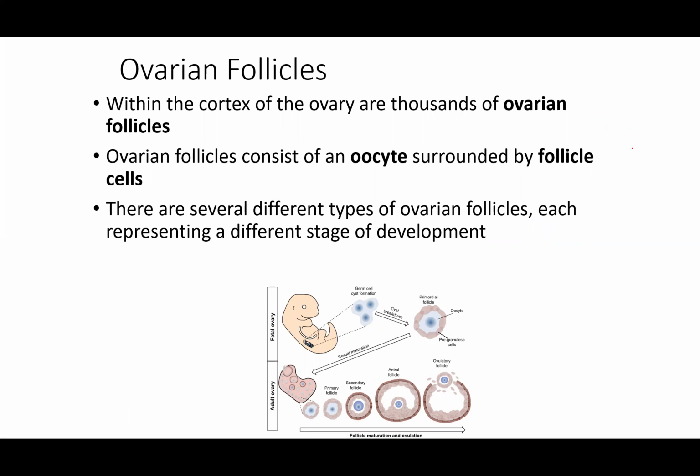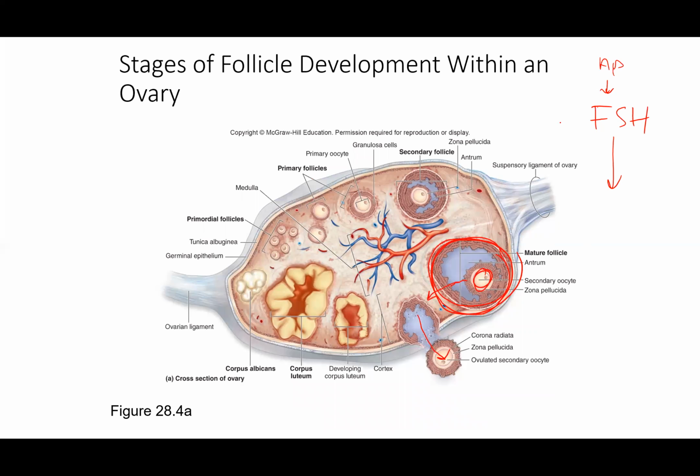Okay, so the oocyte is surrounded by the follicle. And it does start out small. Your primary follicles start out very small, and then as they cycle around, they will enlarge.